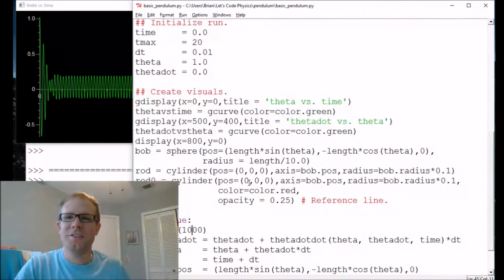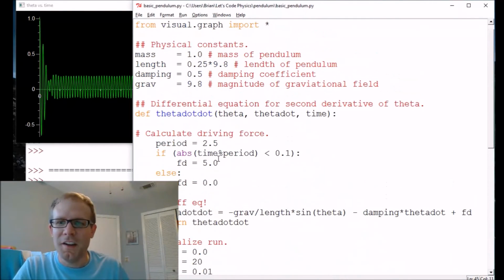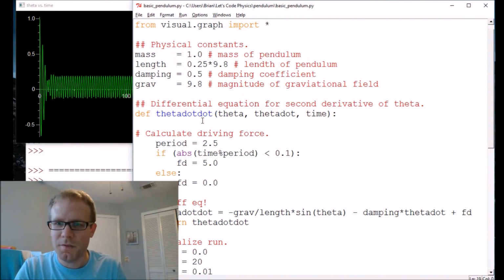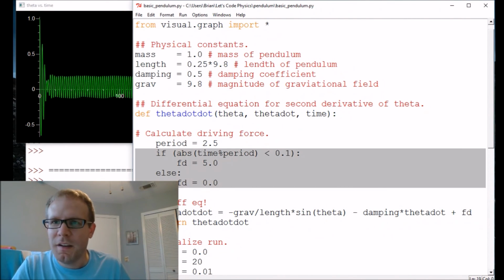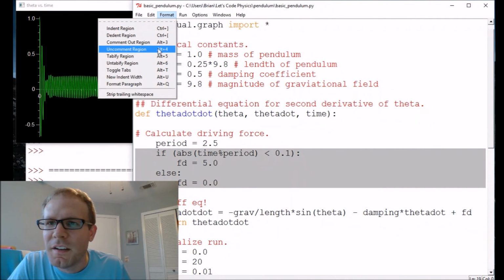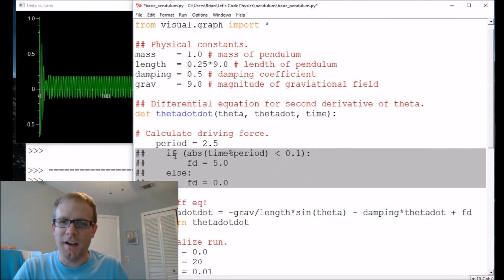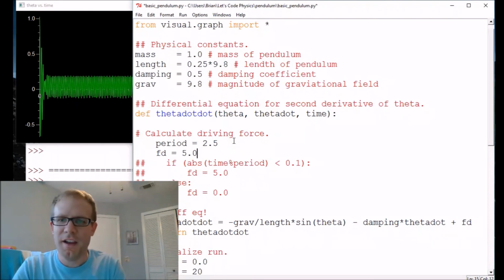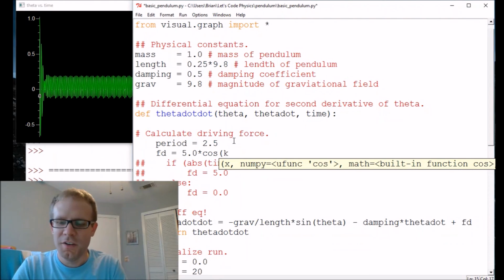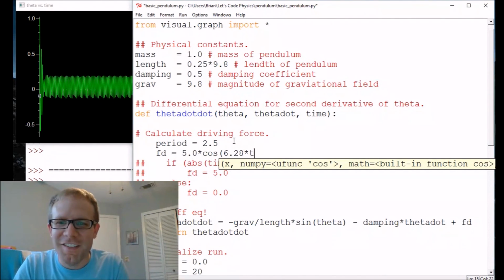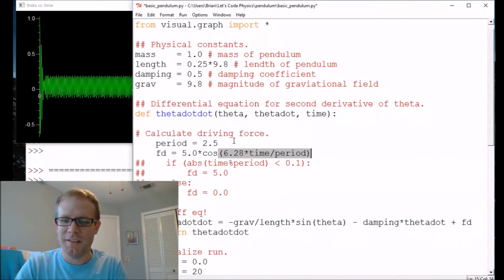Let's put it back to the previous version that we had. How do I do the comment out? Alt 3, of course. So let's do FD equals 5 cosine of 6.28 times the time divided by the period. You're getting tripped out by that thing up there, aren't you? There we go. I'll put back the sinusoidal one.